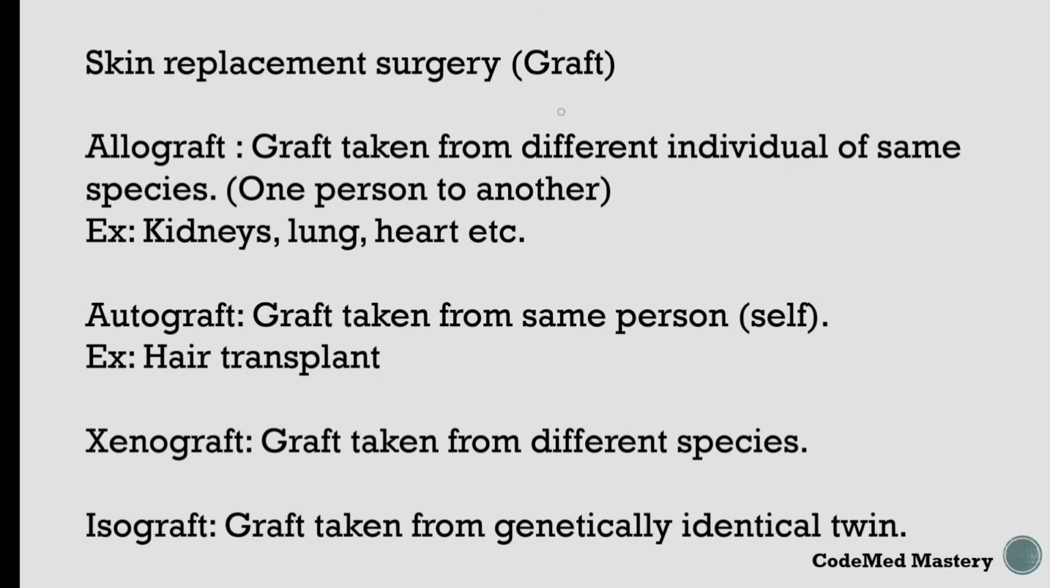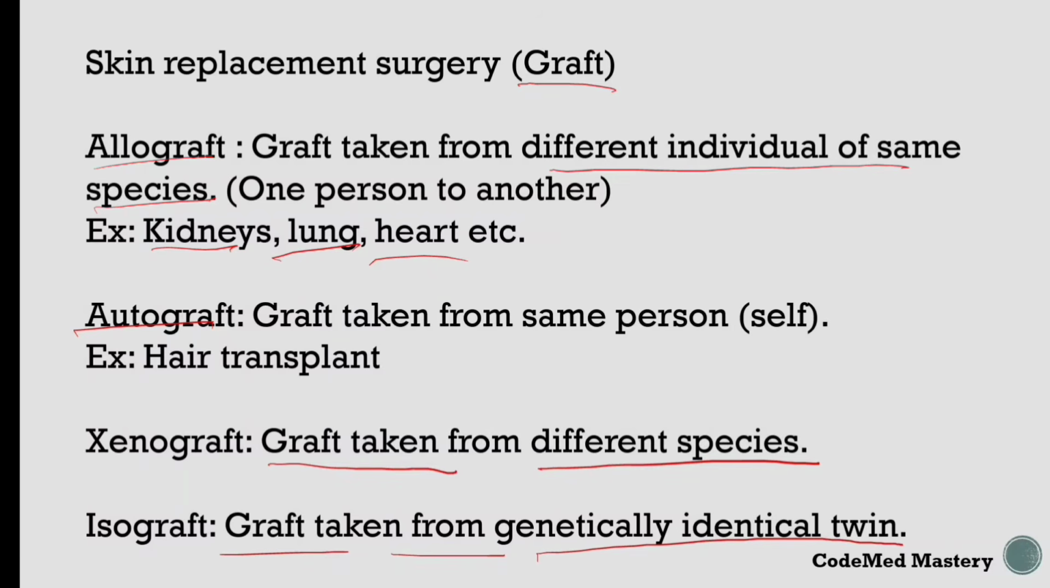Next, skin replacement surgery or graft. Let us learn some definitions and types of graft. So allograft means a graft taken from a different individual of the same species, that is, one human to another. For example, kidney transplant, lung transplant, heart transplant, etc. Next is autograft. Autograft means a graft taken from the same person, that is, self, for example hair transplant. Next is xenograft. Xenograft is a graft taken from a different species. Next is isograft. Isograft is a graft taken from a genetically identical twin.